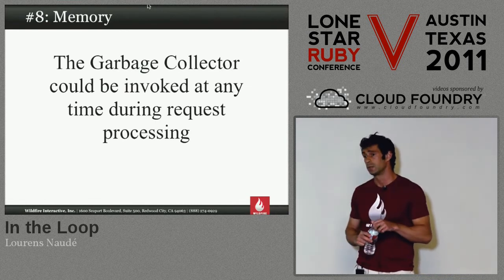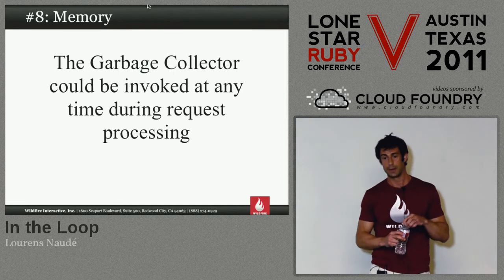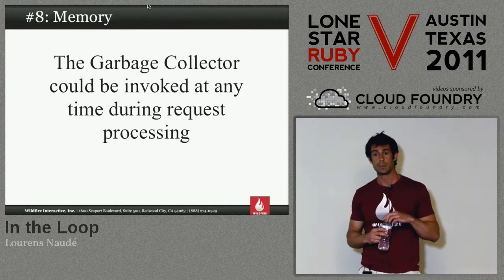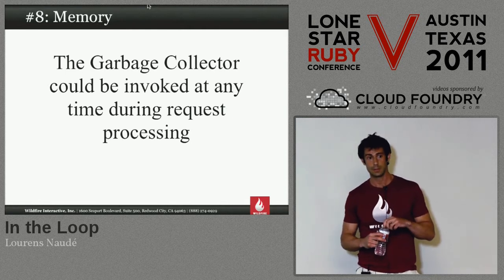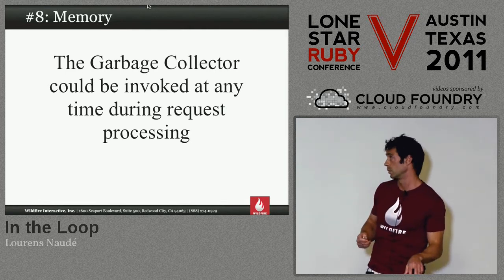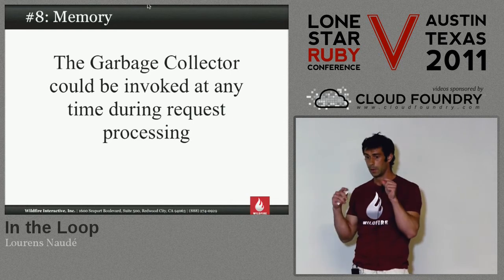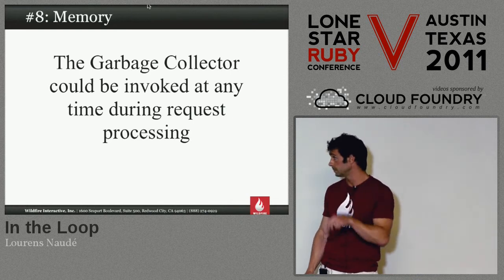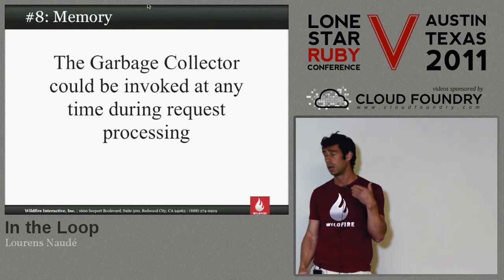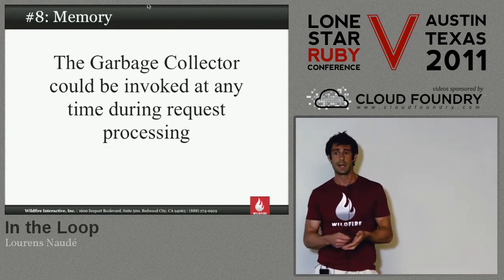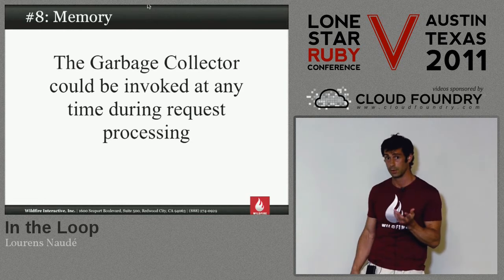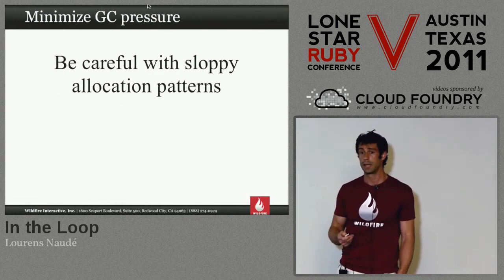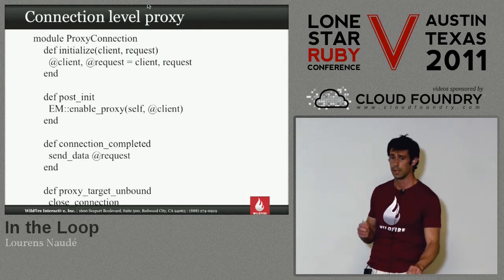Number 8. Ruby is a scripting language where we don't manage memory ourselves, meaning that we need to be careful with allocation patterns in our callbacks. If we're allocating a bunch of stuff, we need to be aware that the GC can be invoked at any time during these callbacks. And the GC cycle can block, depending on your heap size, anywhere from 50 milliseconds to 100 to 130 milliseconds. So my recommendation here is to be careful with sloppy allocation.